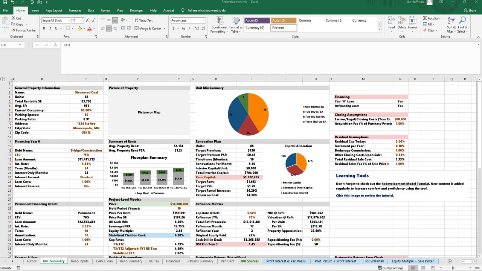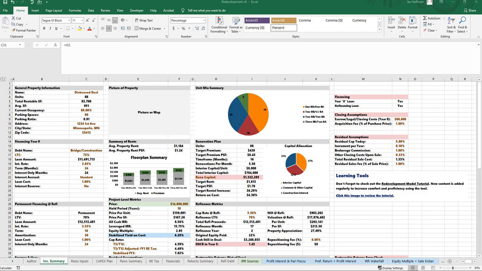I'm going to keep this tutorial high level. Like I said, it's a hybrid between tools that I'm already offering to investors. There's already a ton of tutorial content out there on a lot of these tabs. I'm going to spend most of my focus on the Reno Inputs tab and the Capex Plan tab, as those are entirely new. It's something that even people using my current tools wouldn't be familiar with.